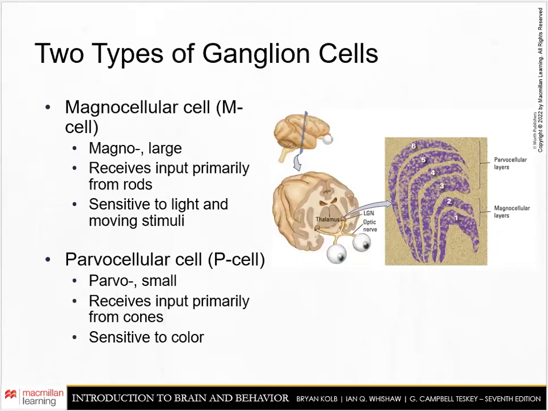Let's talk about the different types of ganglion cells. So there are the magnocellular cells, or the M cells. Magno, let's think bigger, large, right? This receives input primarily from the rods, and it's sensitive to light and moving stimuli. In contrast, there are the parvocellular cells, or the P cells. Parvo, small, it receives input primarily from the cones, sensitive to color.